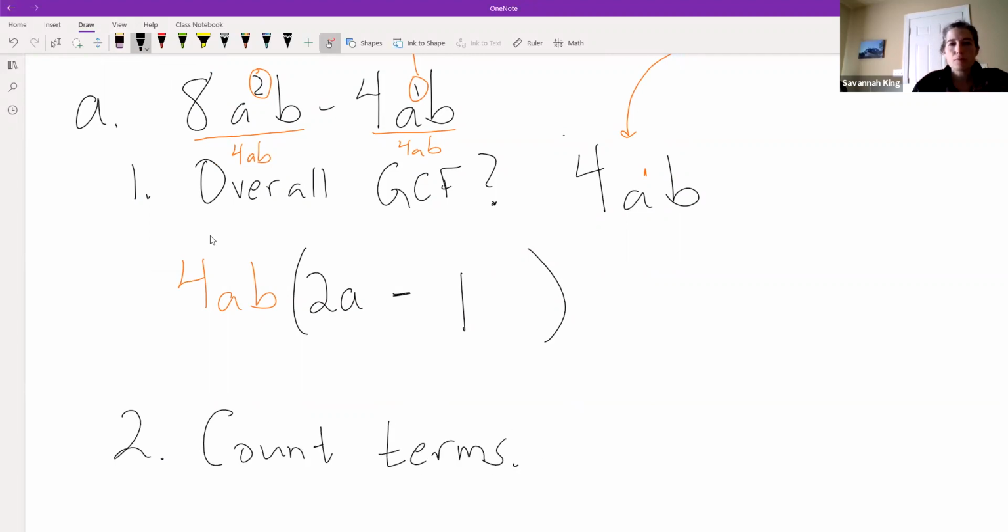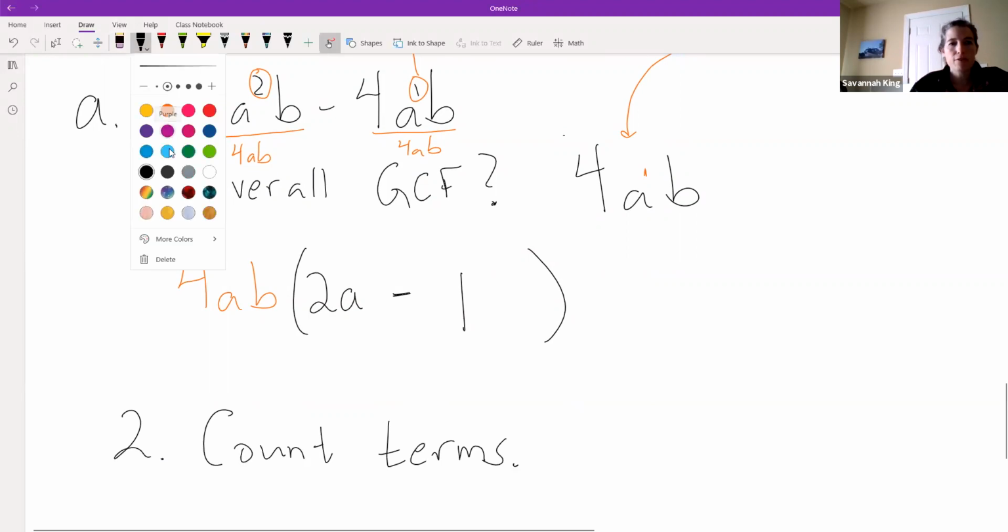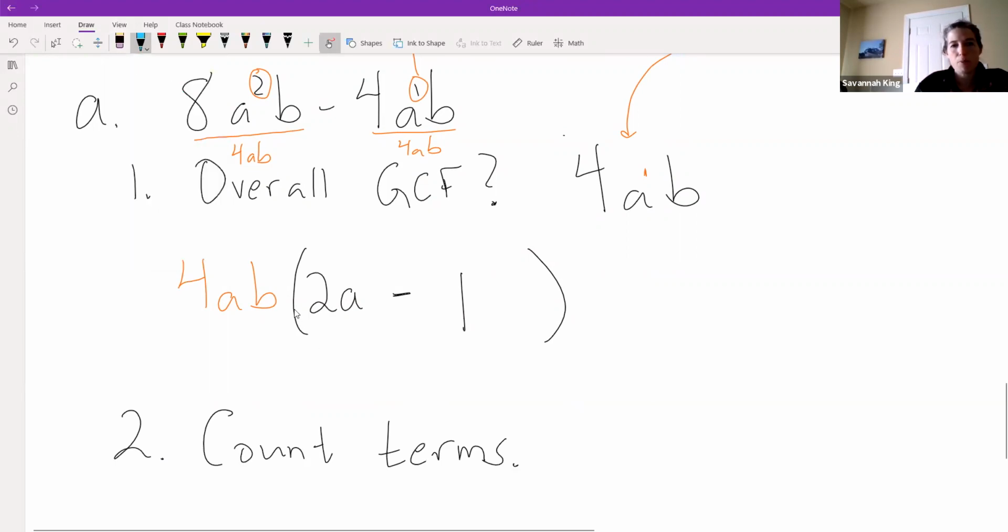Count terms. And specifically, you can kind of ignore the GCF part of it. You had 2 terms to begin with, and you still have 2 terms. But you pulled the GCF away from them so you can ignore it for a while. So we're going to count the terms. Apparently, we've got 2. We had 2 at the beginning. We still have 2 at the end here.